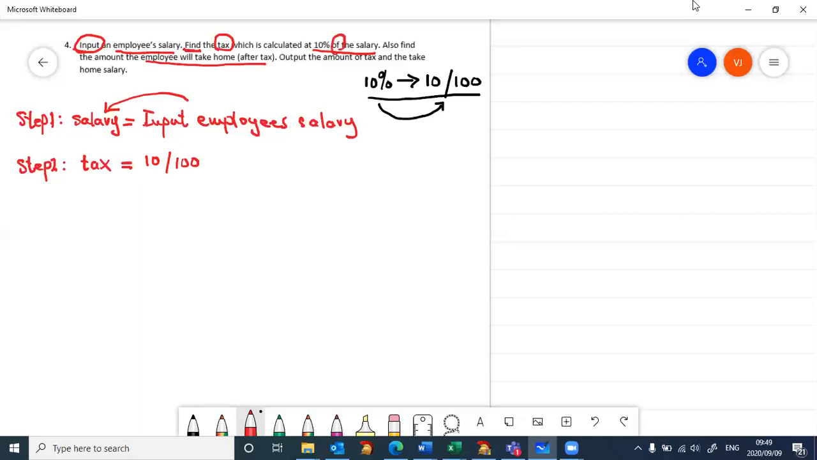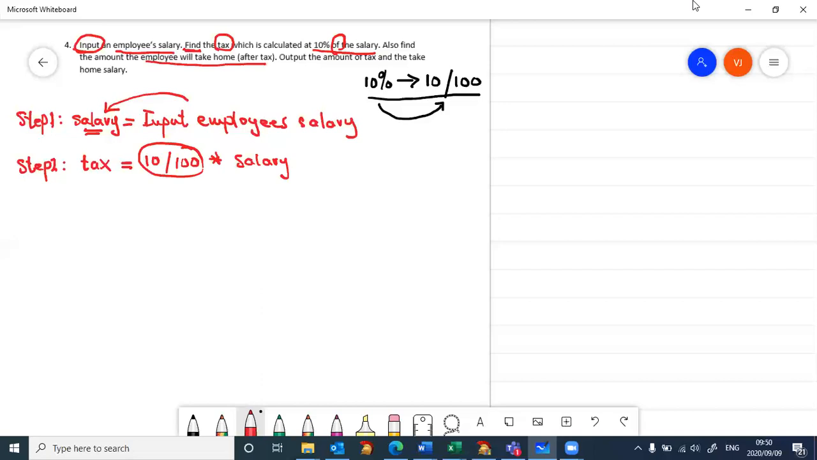of the salary. That's the salary that we've just worked out. So of means times, so we have to multiply. So it's 10% times the salary. This is the salary that the users input. We work out 10% and we multiply 10% times the salary, and that will tell us the tax that we have.